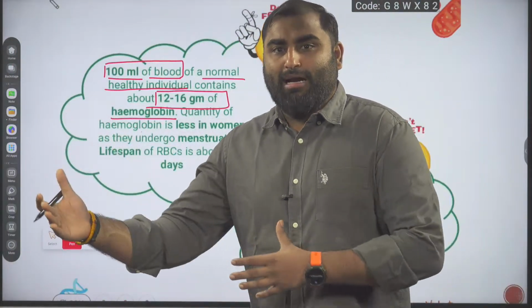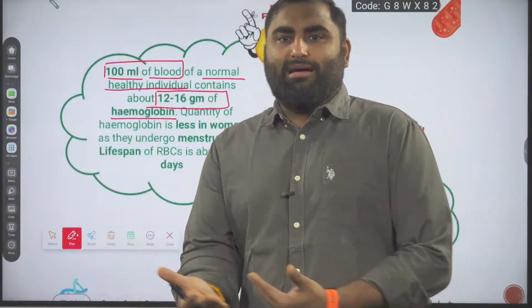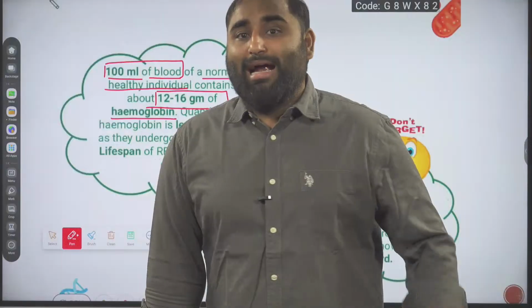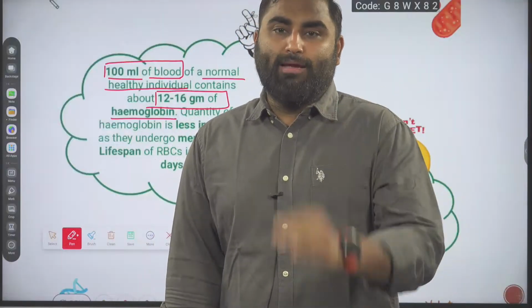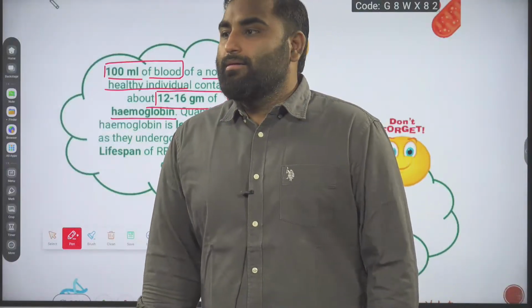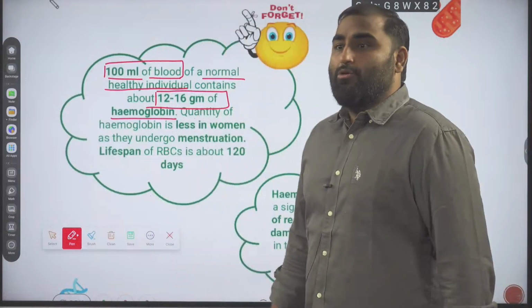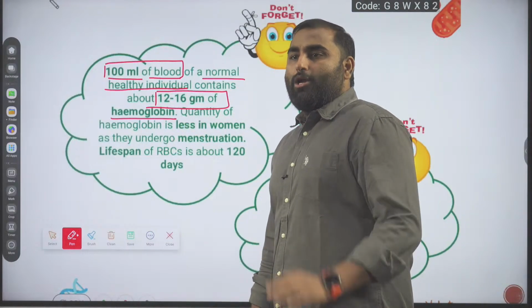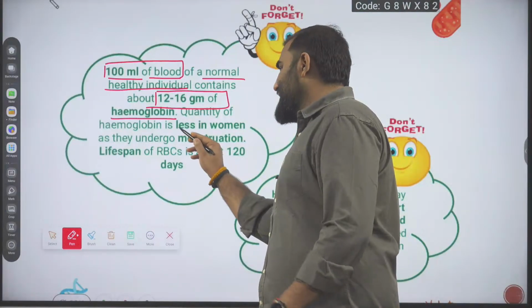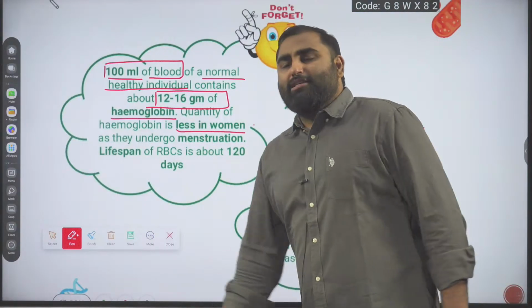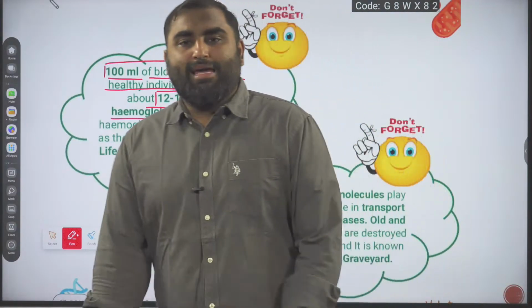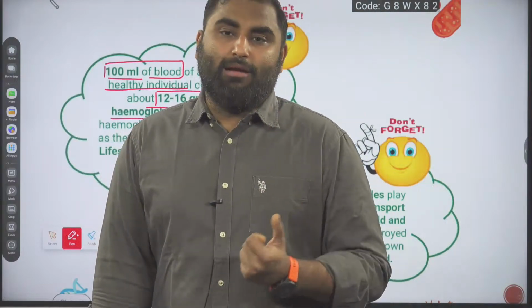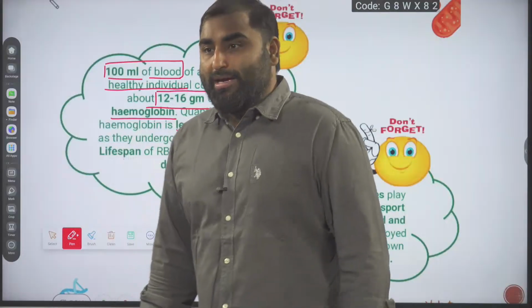If you have a blood test report at home, you can have a quick look. You can look at the number of RBC, and also the amount of hemoglobin: 12 to 16 grams. Normally in females it is a little lesser. Females usually suffer from less hemoglobin presence in their RBC. That is due to menstruation.